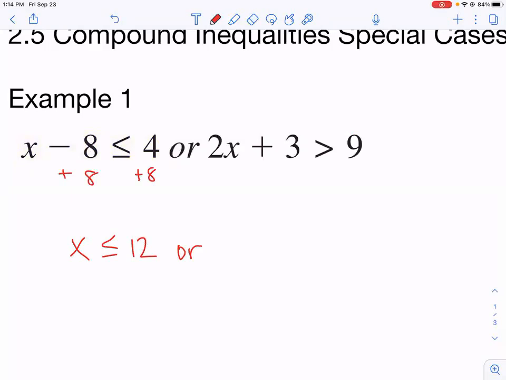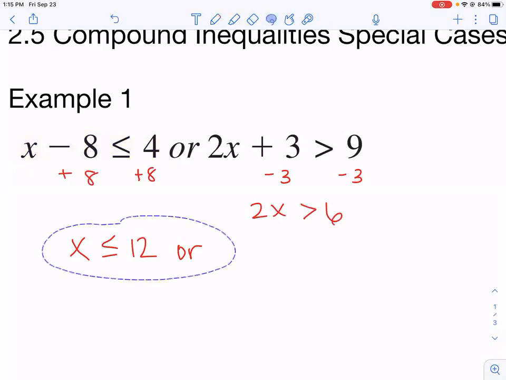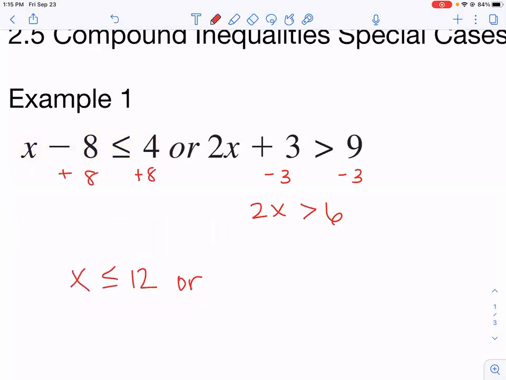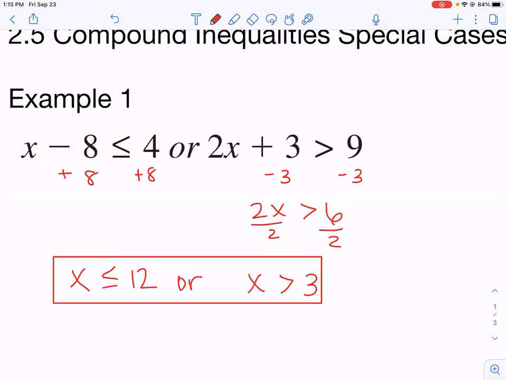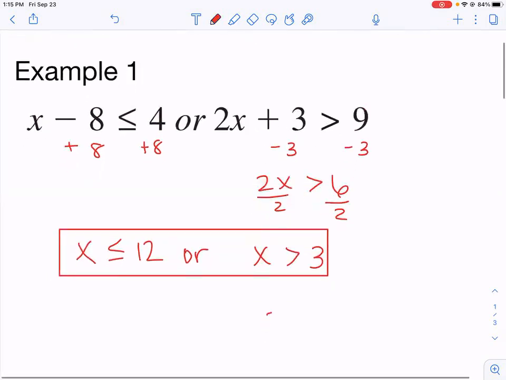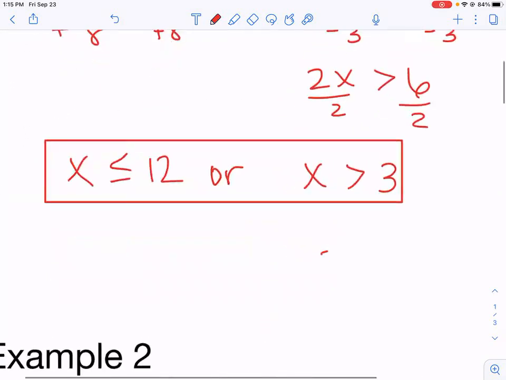Amelia, what do we do first? So 2x is greater than 6. Avery, then what? Then you divide 6 by 2. Okay, so x is greater than 3. So now we want to graph this.